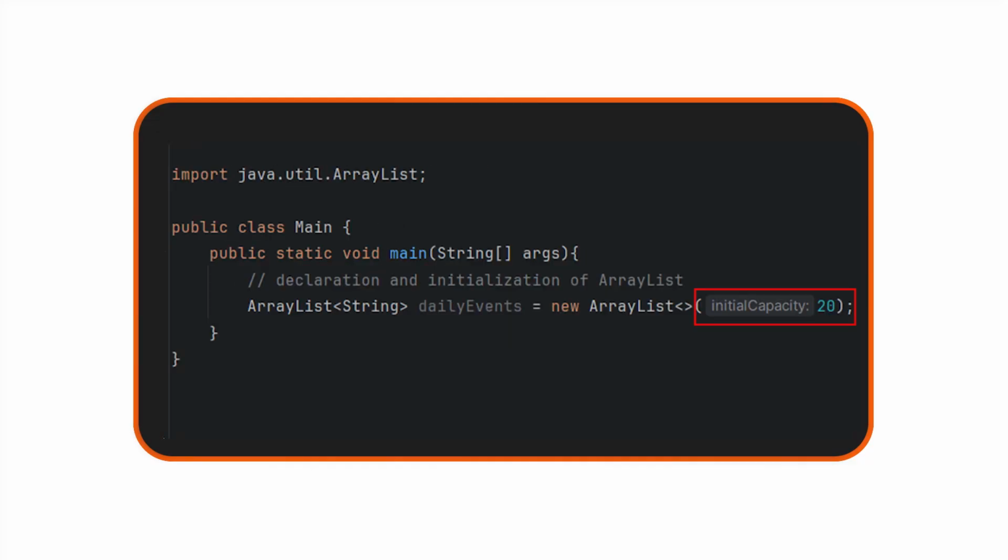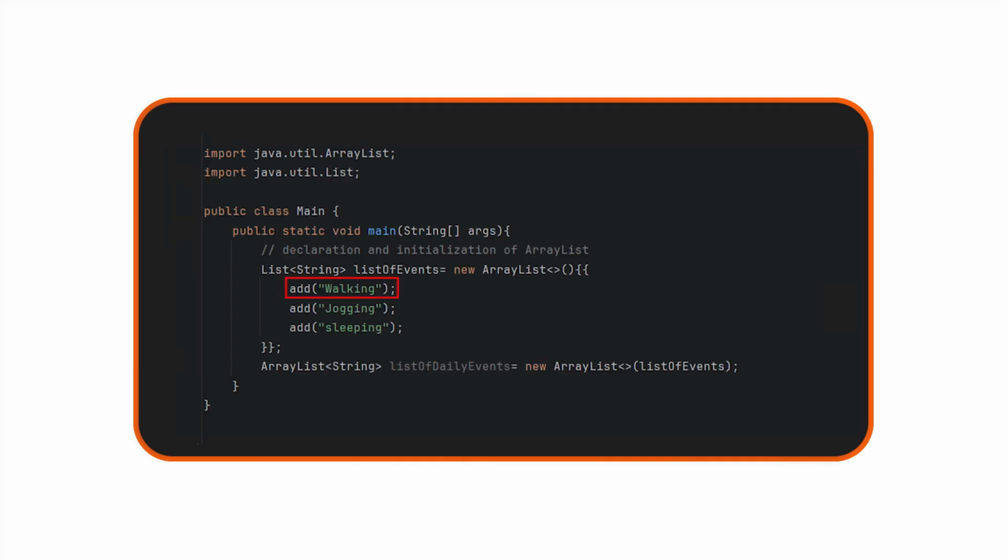You can also specify an initial capacity if you estimate how many elements you need. This can improve performance by reducing resizing frequency as elements are added. However, this does not limit the array list's ability to grow or shrink as needed. You can even create a new array list directly from an existing collection of elements. This is particularly useful when you need to create a copy of a list, perhaps to manipulate it without affecting the original collection.